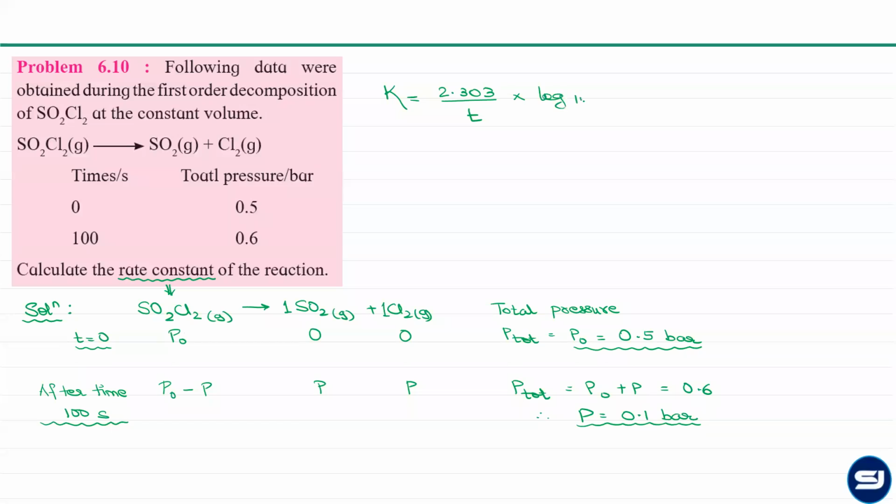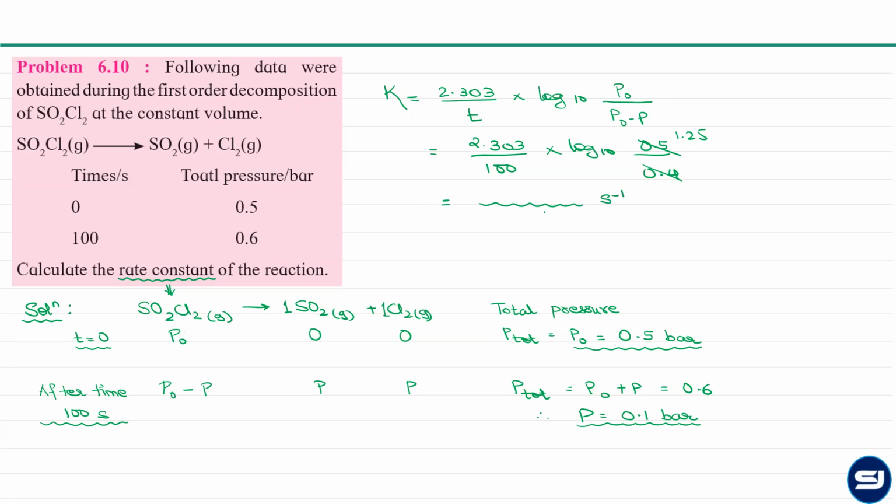2.303 upon t log to the base 10. Instead of the concentration now, I should write P naught upon P naught minus P. Understood? Now this will be 2.303 upon 100 seconds into log to the base 10, 0.5 upon 0.5 minus 0.1, that is 0.4. 5 by 4, cancel, 1.25. Put in the log value and multiply by 2.303 by 100. You get the rate constant.